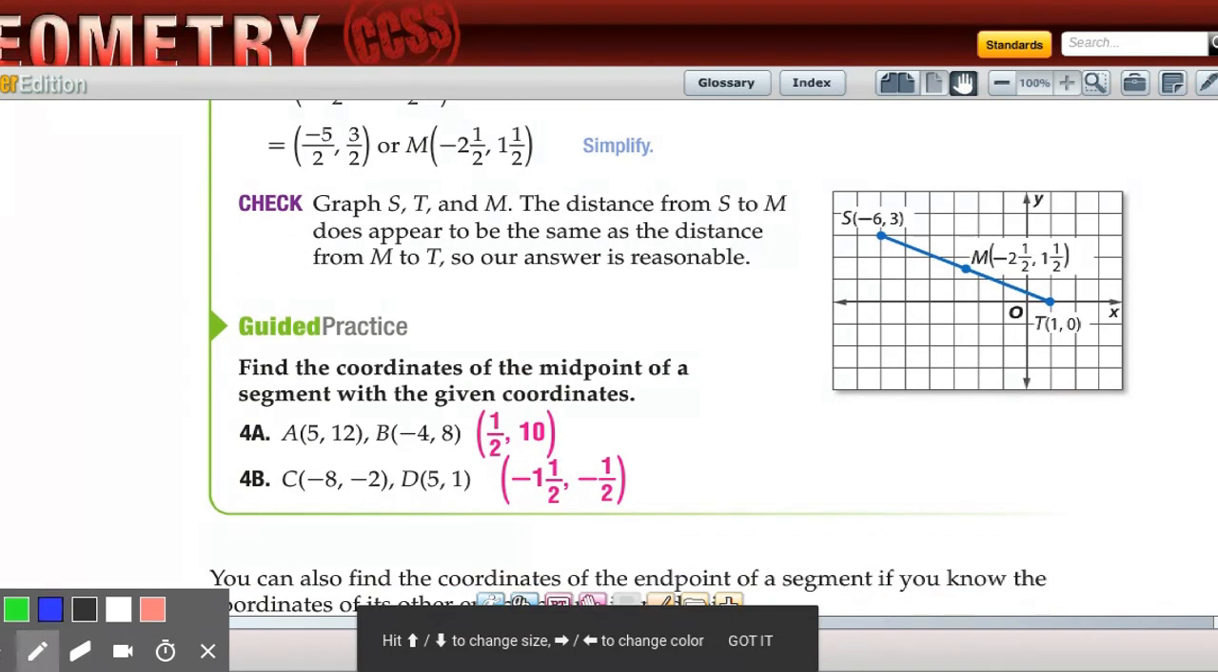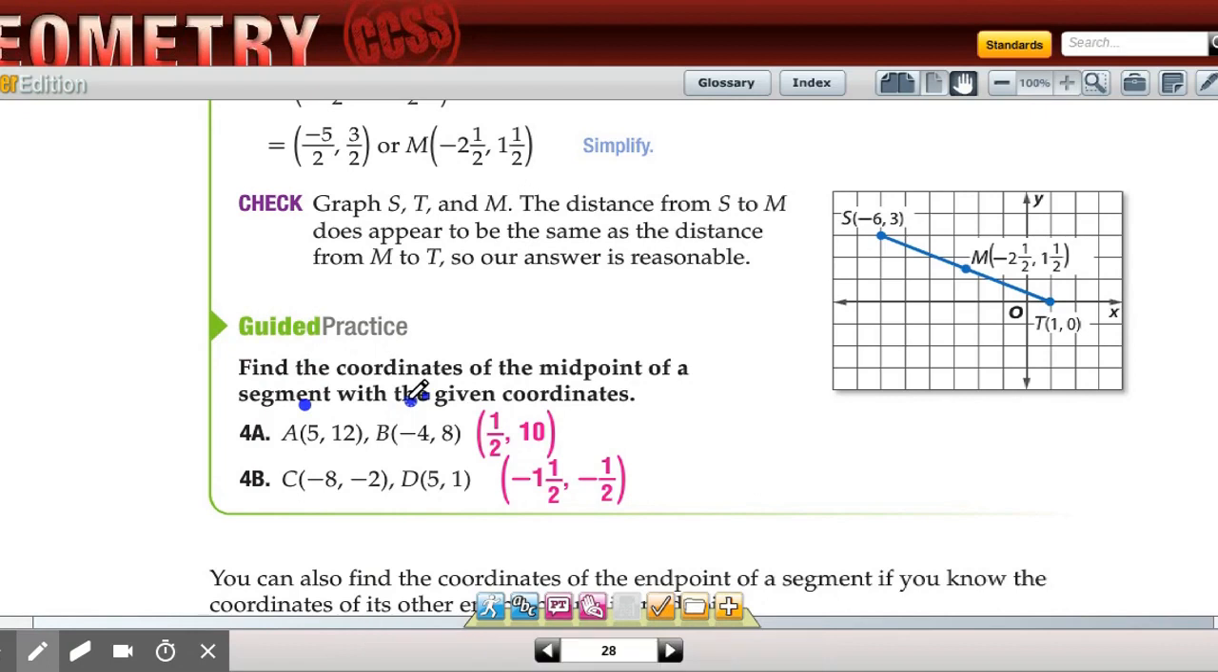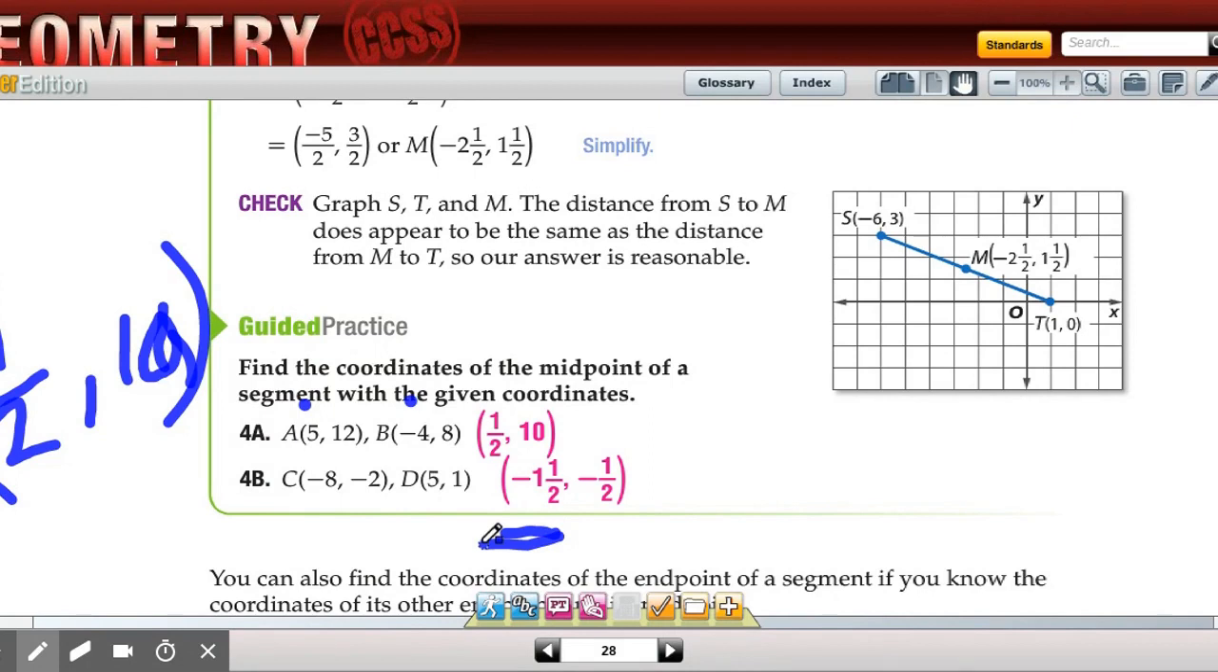So if we look at these couple examples here on page 28, what you're really doing is saying, all right, I have to take the 5 and the -4. So 5 and -4, add them together. That would be 1 divided by 2. That's how they got the 1/2. The other one, the 12 and the 8, that would be 20. Divide that by 2, you get 10. So that midpoint is right there, 1/2, 10. The other one, you have -8 and 5. You get -3 out of that. Divide it in half, you get -1/2. -2 and 1, you get -1. Divide by 2, -1/2. And that's all there is to that.